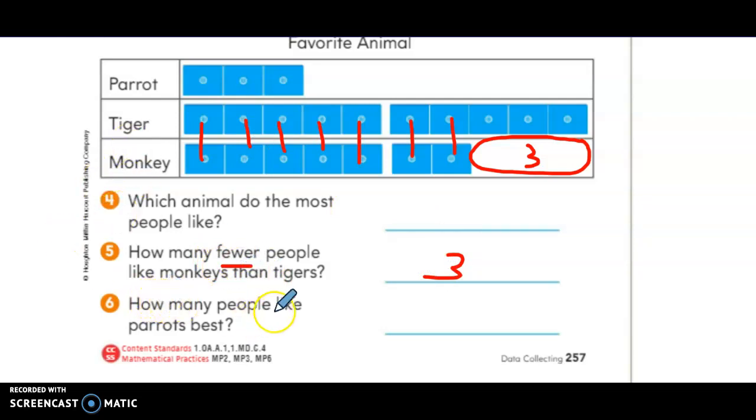And last question, how many people like parrots the best? Go up, check your data, count it out, and put it on the line.